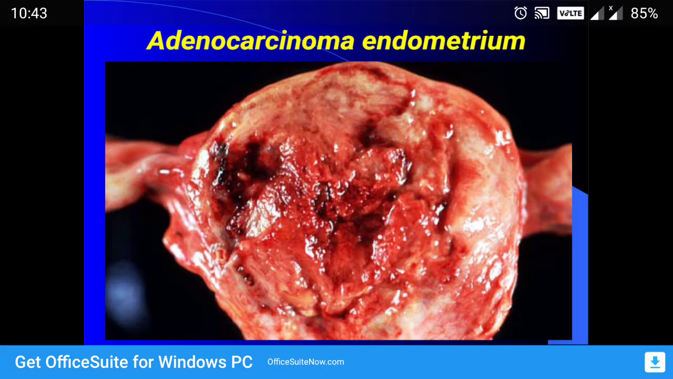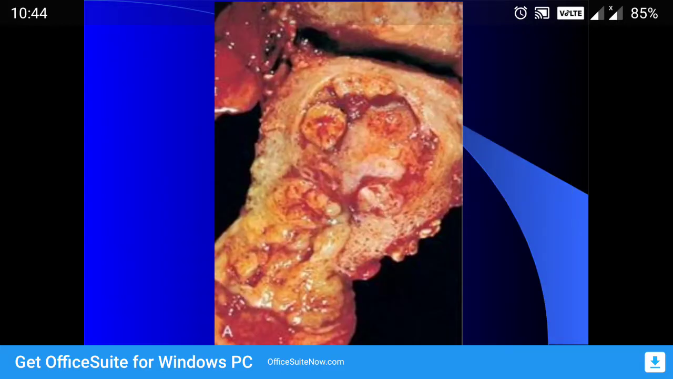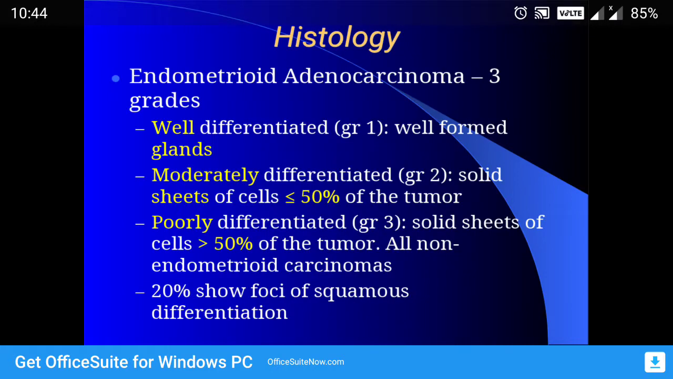So this is a photograph showing you endometrial carcinoma. It is very clear that it is involving the whole of the endometrial cavity, so it is diffuse. Again, one more diffuse involvement of the endometrium.